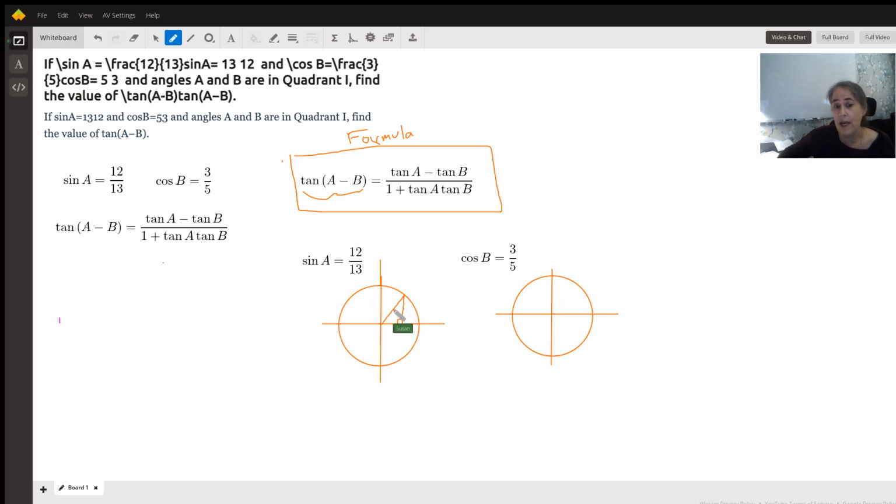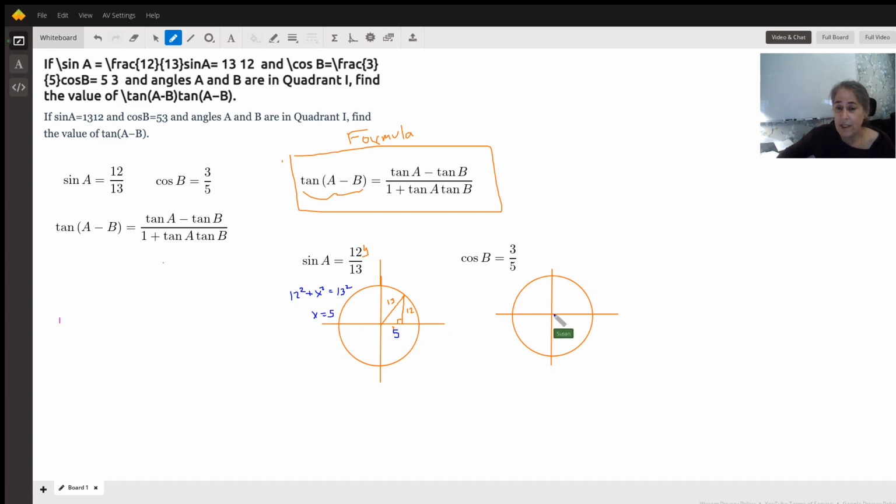So if we know the sine of A is 12 over 13, then we know the y divided by the radius is 13. And if you do the Pythagorean theorem, you're going to end up finding that this missing side here is 5. That would be 12 squared plus x squared equals 13 squared. You solve that for x, and you end up with x is plus or minus 5, but we're in the first quadrant, so x is 5.